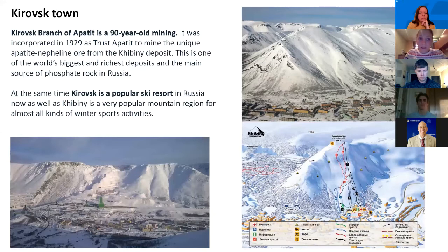Right now, Kirovsk is a 90-year-old mining town. It was incorporated in 1929 to mine the unique apatite nepheline ore from the Khibiny deposit. This is one of the world's biggest and richest deposits and the main source of phosphate rock in Russia right now. And at the same time, Kirovsk is a popular ski resort in Russia. And now it's really very popular. And here, on the right of my slide, you can see an example of the ski map.